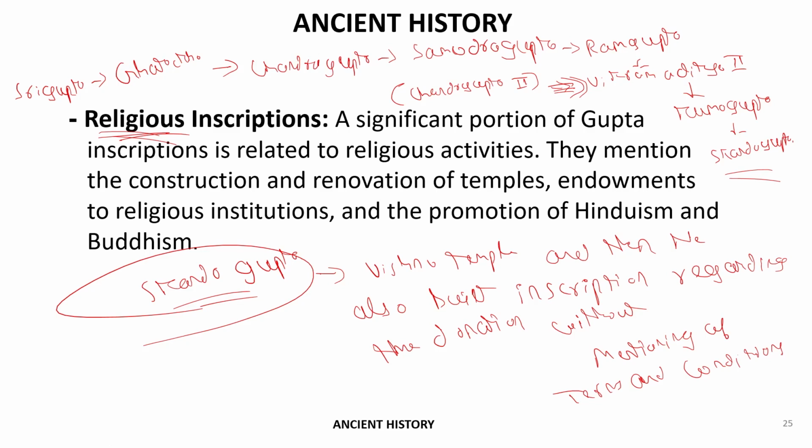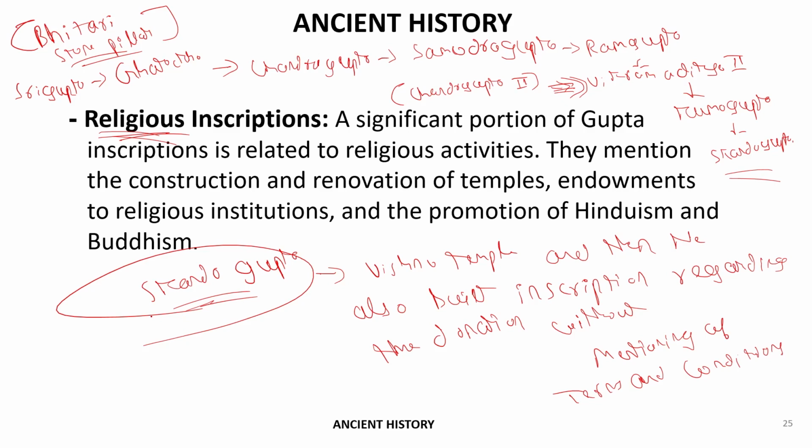Okay, and this inscription is also known as the Bhitari stone pillar inscription. Okay, this inscription is also known as the Skandagupta inscription as well as the Bhitari stone pillar inscription. So remember, the Bhitari stone pillar inscription belongs to Skandagupta, in which it is mentioned that he granted land for the Vishnu temple, but he did not disclose the terms and conditions regarding the donation. Okay, now let's move forward.